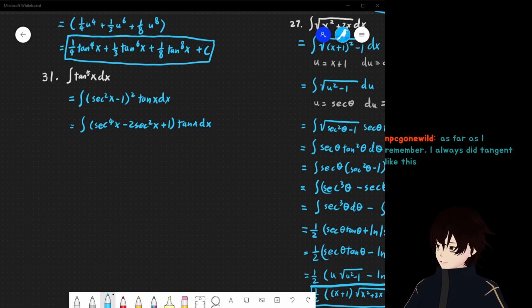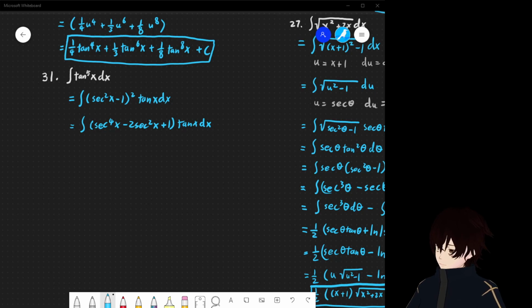You always did tangent like this? I thought there was some easier way to do this. Or maybe we did learn about an easier way to do this in class, but I do not know. Okay. Let's see. Alright, we'll just do it this way then.